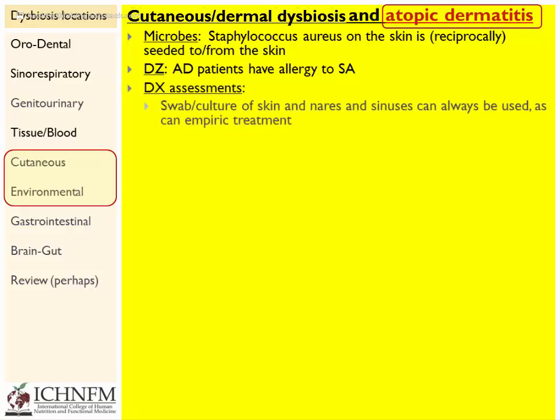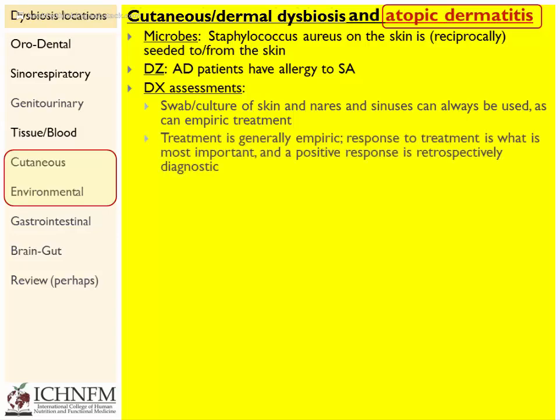Our assessments can include swab and culture of the skin and nares, and sinuses can also be performed, or we could simply use empiric treatment. Most studies have used simple empiric treatment without the need for extensive laboratory assessment and culturing of samples. Treatment, again, is generally empiric. Response to treatment is what is most important, and a positive response is retrospectively diagnostic.